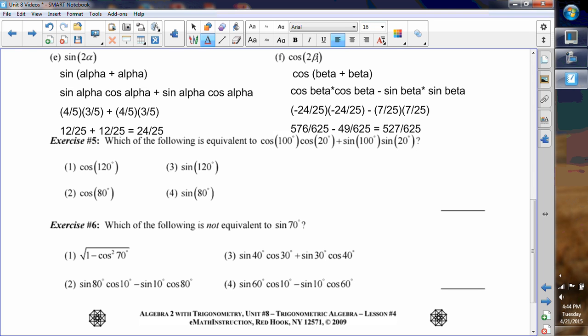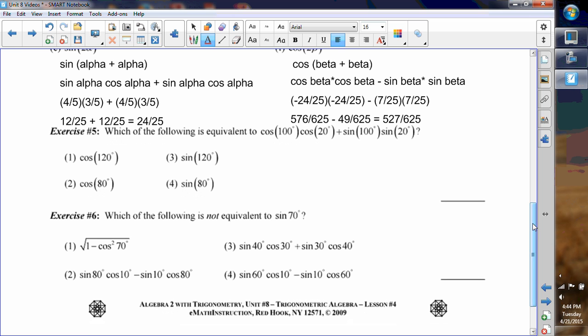If you look at this, this is cosine of 2 beta. You plug it into the formula, cosine beta squared minus sine beta squared, noticing that these are the same, so we just plug them into the formula that way. You plug in your values. When you multiply, you get 576 out of 625 minus 49 out of 625, which gives us 527 out of 625. Now quickly on to these multiple choice questions.